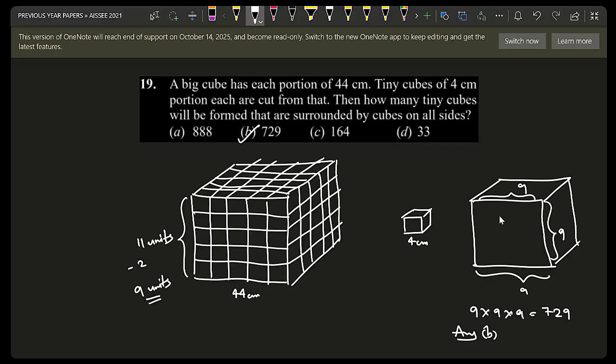Yes or no? How to remove the outer layer? If you remove the outer layer, its side is decreased by one unit from the top and one unit from the bottom. 2 units are subtracted when you remove the outer layer. So this big cube is going to become a smaller cube. In the remaining one, how many will be there? 9 into 9 into 9. It's going to be 729 cubes. They are surrounded by cubes on all sides. Understood? Okay.